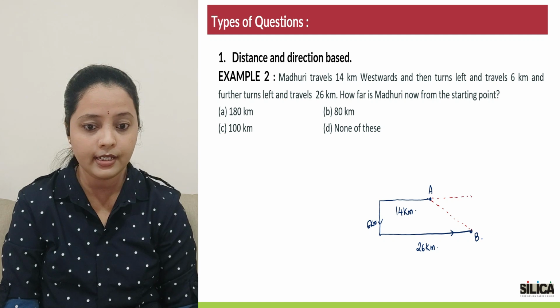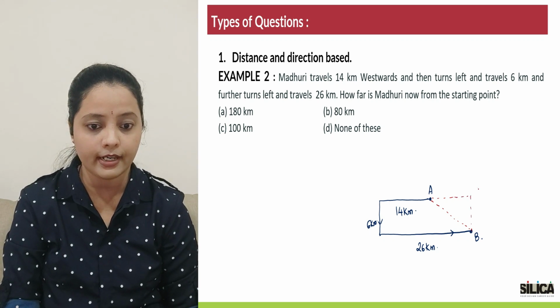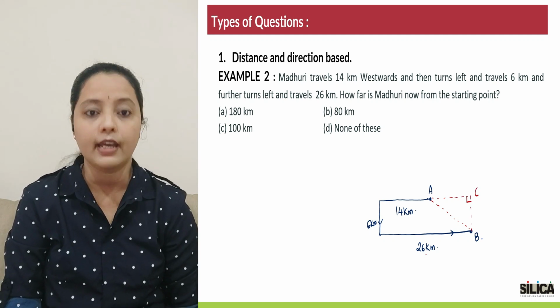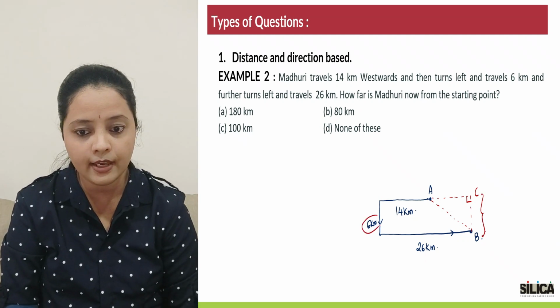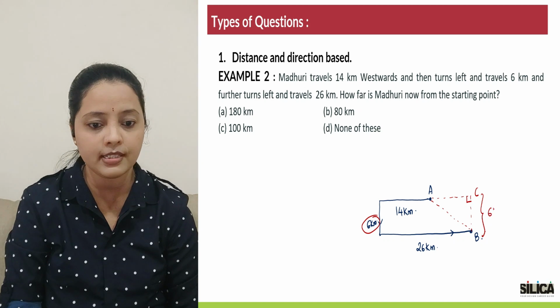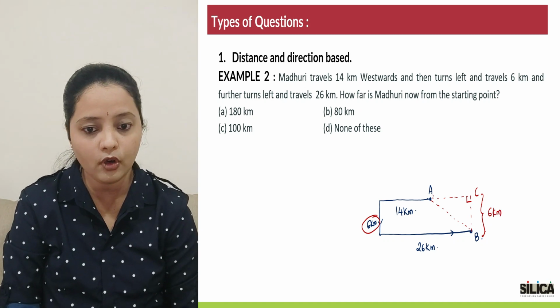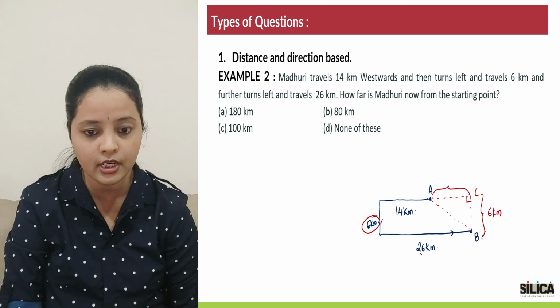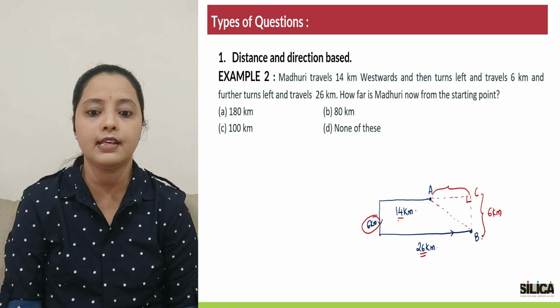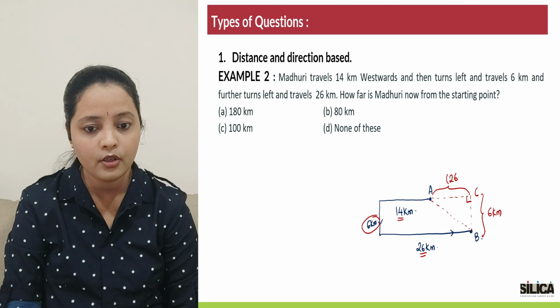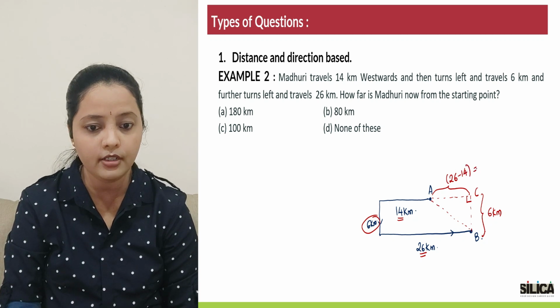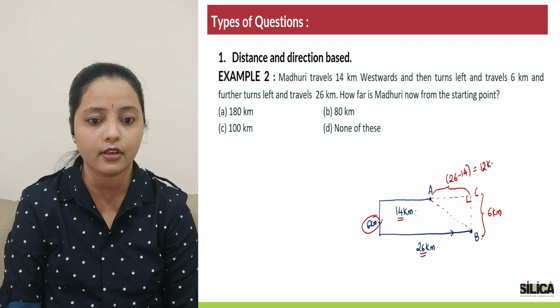So let's do that. Let's draw a right angle triangle first of all. This is point C, and let's now figure out the distances. For BC, it's the same vertical distance, isn't it? So BC is 6 kilometers. Now for horizontal distance, the entire thing is 26 and this section is 14. So this AC has to be 26 minus 14, which gives us 12 kilometers.